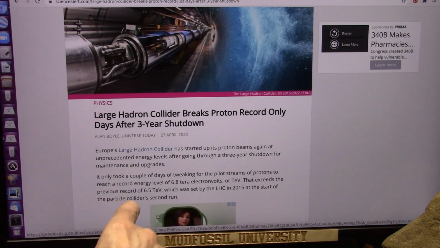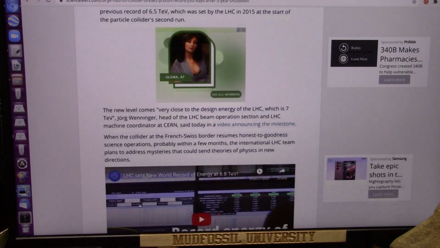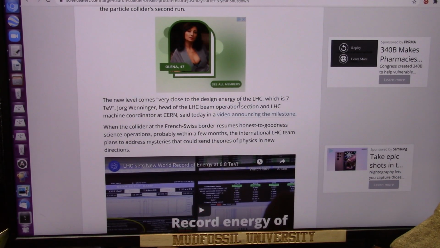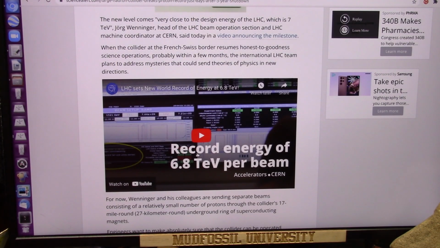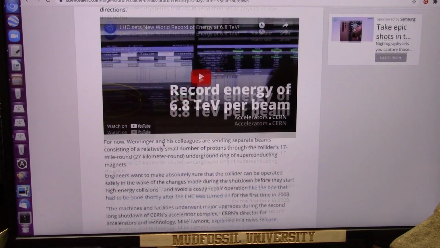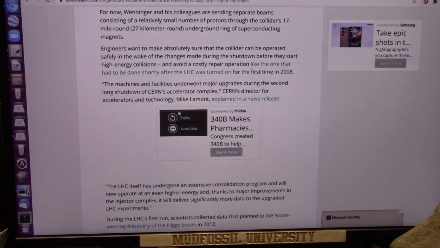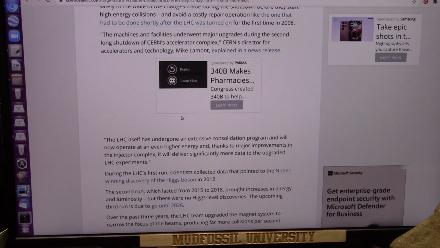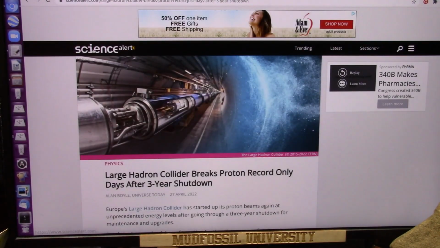It exceeds the previous record of 6.5 at the start of the particle collider's second run. The new level comes very close to the design energy of 7 tera electron volts. Anyway, they go through and they talk about it, they have a video and all this stuff. And what they're doing is sending these gigantic protons around a huge collider, smashing them head on. So they're getting the same effect, but they just have a bunch of debris. That's the problem.